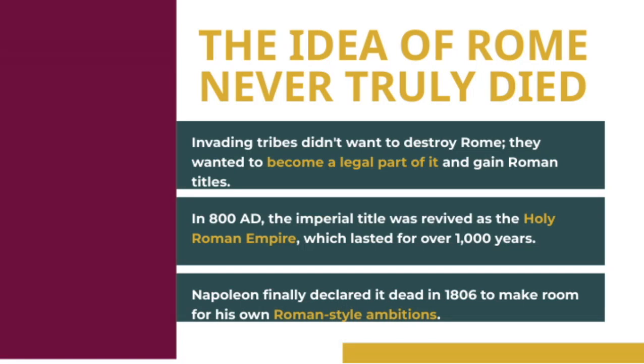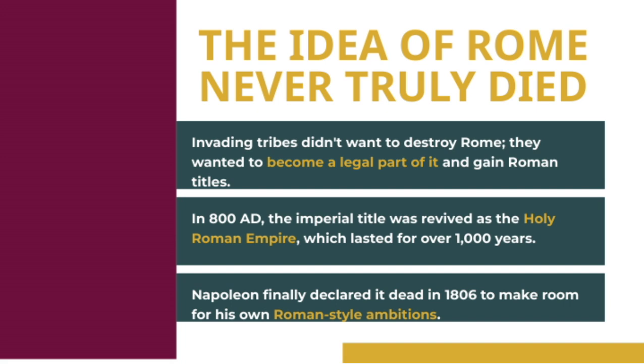So Napoleon finally declared the Roman Empire dead back in 1806, but interestingly, this was really about making space for his own ambitions, which were very much in the Roman style. He wanted to revive that grandeur, that sense of empire, to legitimize his power. Now, going way back to 800 AD, the idea of empire was reborn with the Holy Roman Empire. It lasted for over 1,000 years, which is pretty remarkable. Despite the name, it wasn't a direct continuation of ancient Rome, but it carried on many of its ideals and symbols.